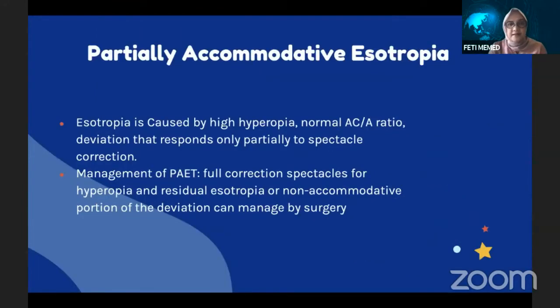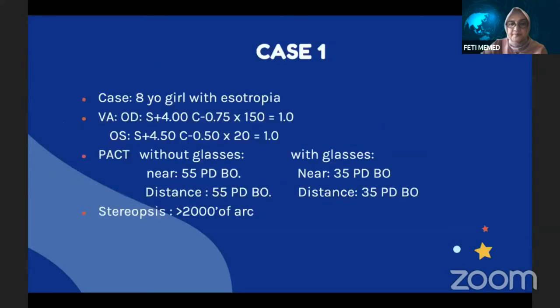And this is partially accommodative esotropia. The esotropia is caused by high hyperopia with normal AC/A ratio, a deviation that responds only partially to spectacle correction. Management of partially accommodative esotropia is by full correction spectacles for the hyperopia, and the residual esotropia, or non-accommodative portion of the deviation, can be managed by surgery. I have two cases with partially accommodative esotropia.